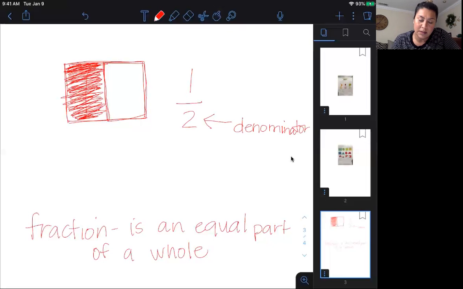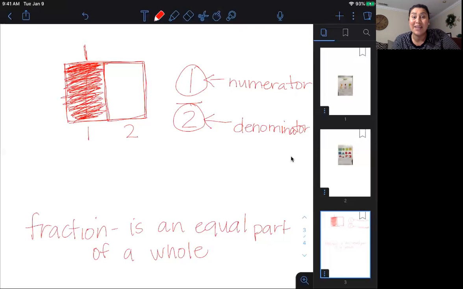And I'm going to mess this up because it's squished, and a numerator. Okay, the numerator is the number that goes on top, the denominator goes on the bottom. The denominator is going to tell you how many parts. 1, 2. How many equal parts are there? There's 2. And how many are shaded in? 1. Just this one right here. Does that make sense? So that's how you break down a fraction.